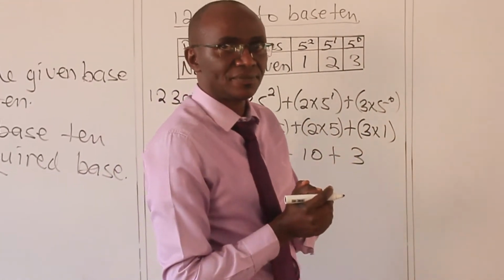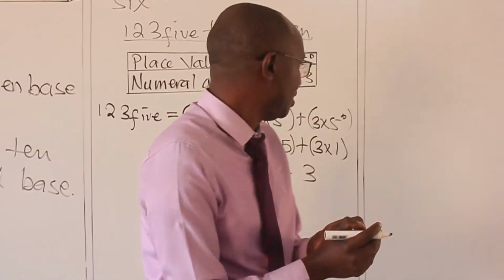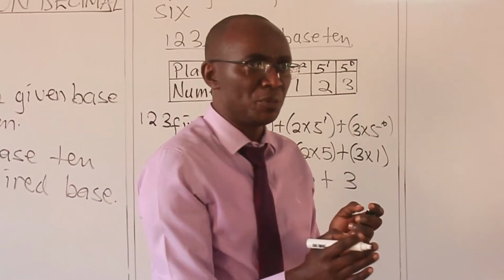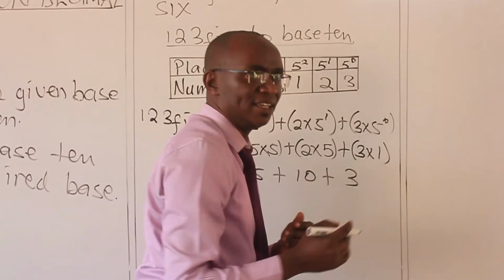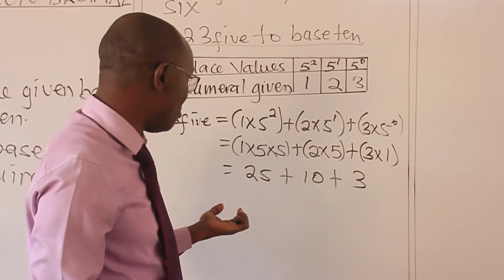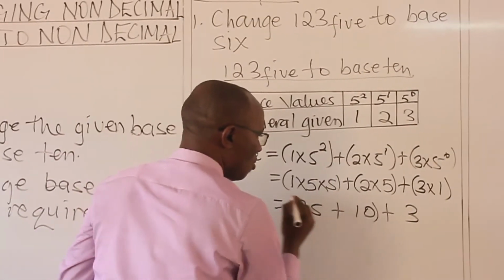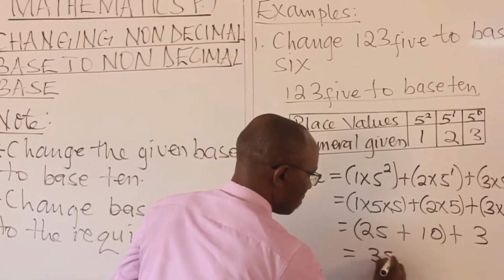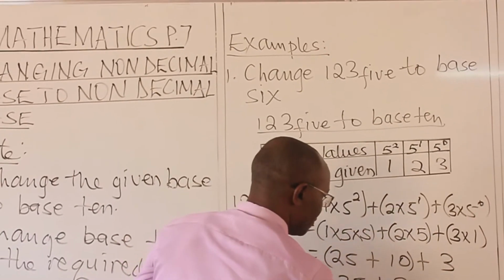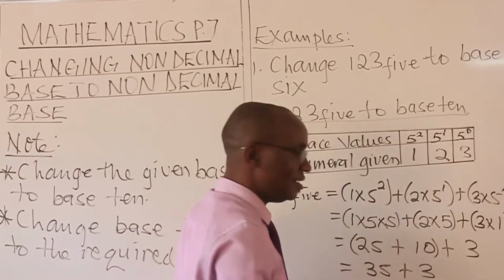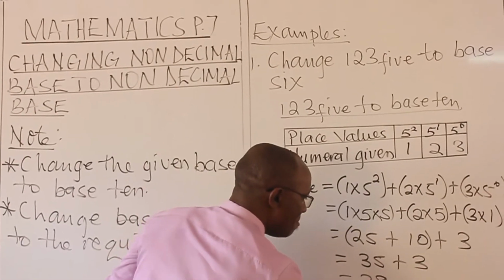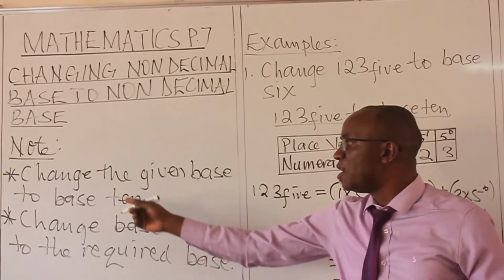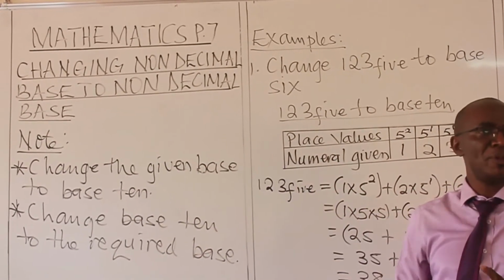Now we add. So now, it is better we group for easy addition. Because at times, if you add at once, some of you are bound to fail. So let us combine the two. 25 plus 10, that is 35. Plus 3. Then 35 plus 3, that is 38. But remember, this is in base 10. So we have finished step number 1. Step number 1, we said you first change the given base to base 10.